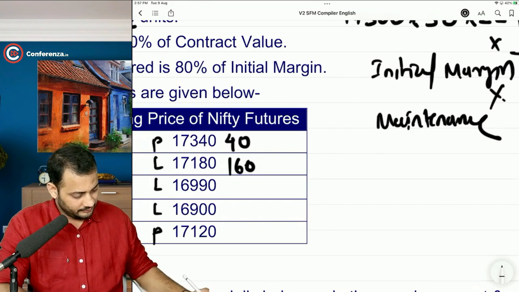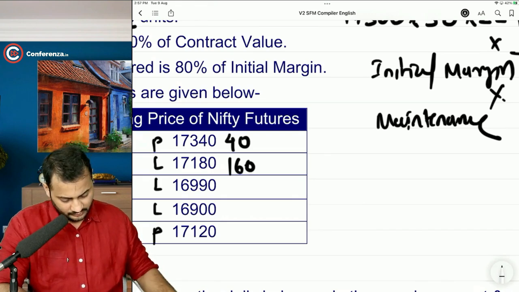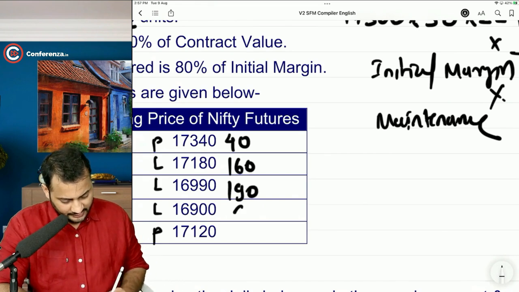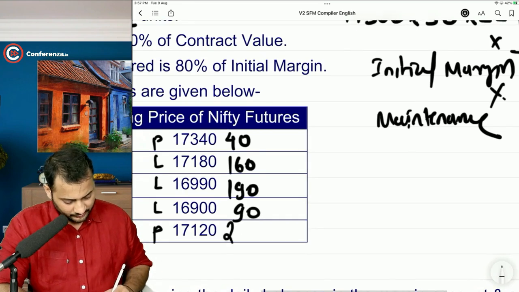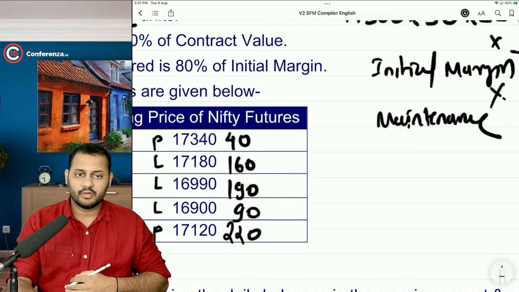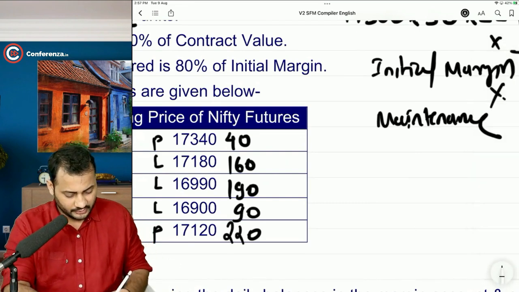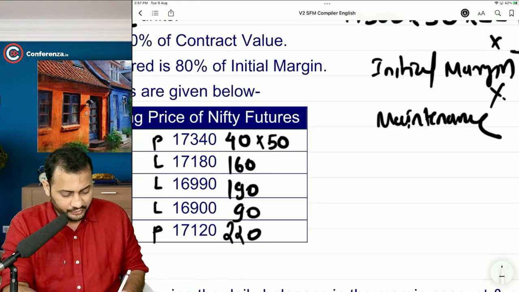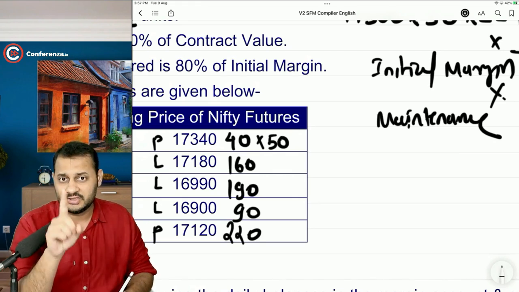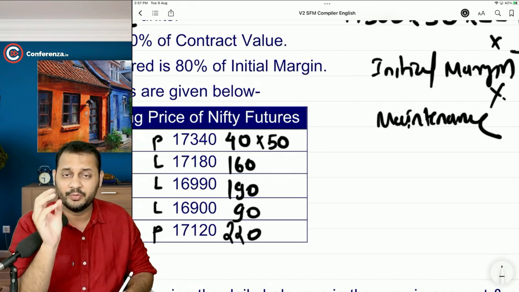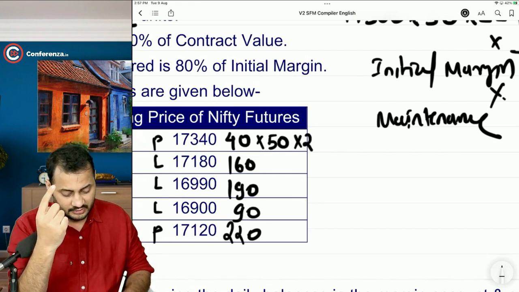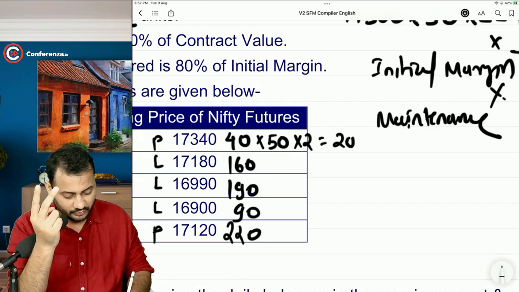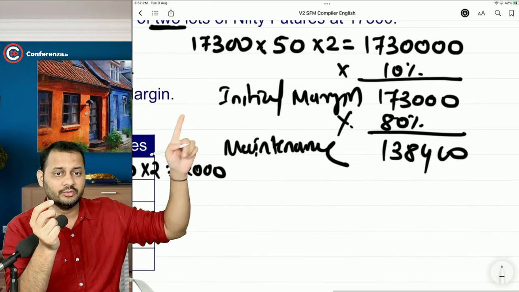Again, 17,180 minus 16,990, a loss of 190, then a loss of 90, and then the profit of 220. So what you are supposed to do? It's very simple, sir. 40 rupees of the profit on one futures multiplied by the total lot size, which is 50. So 40 into 50, 2,000 rupees is the profit on one contract, and this way you have two contracts.